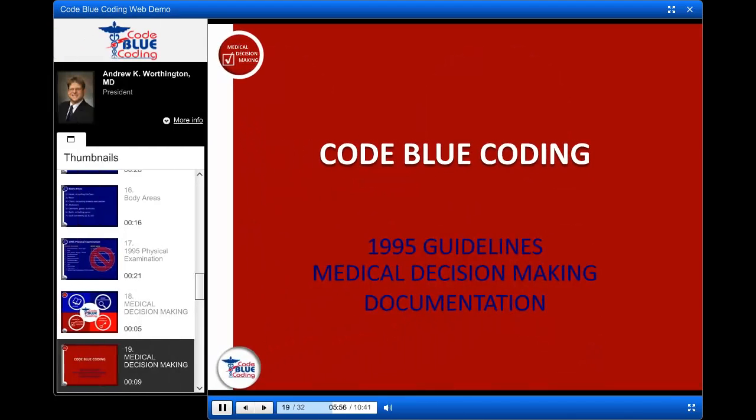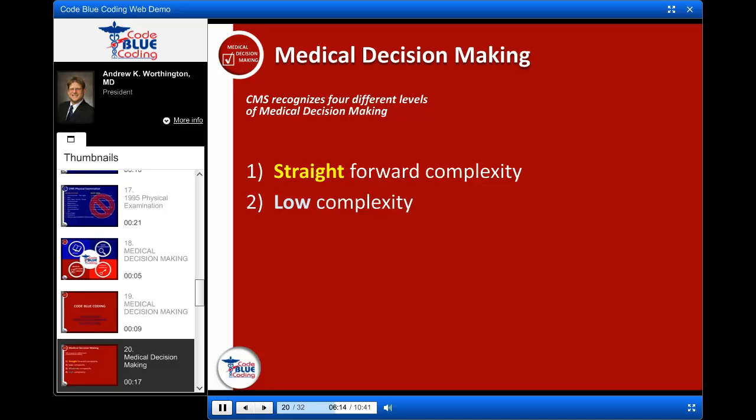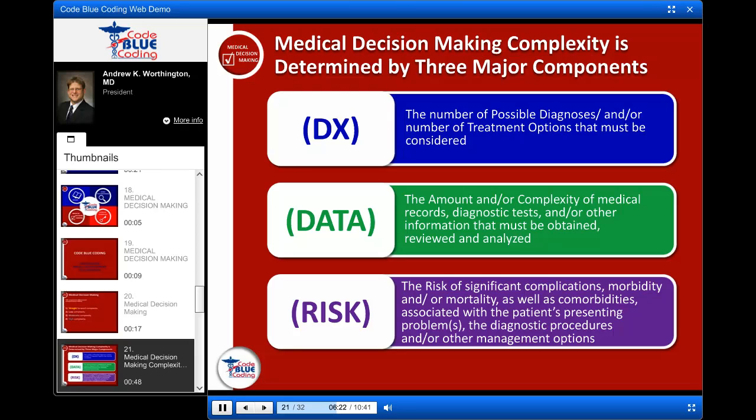We will take a look at the medical decision-making documentation rules as laid out in the 1995 guidelines. CMS recognizes 4 different levels of medical decision-making complexity: straightforward complexity, low complexity, moderate complexity, and high complexity. The medical decision-making complexity is determined by 3 major components. The first is referred to as the diagnosis component, and for our purposes, really takes into account the number and type of presenting problems one has to consider.